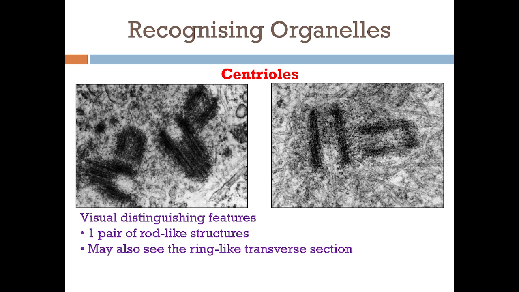Again, it depends on the angle that the photo is taken. Like the diagram on the right, both are rod-like. This is one pair of centrioles. But as long as you see a pair of structures, more or less rod-like, with no membranes, then you can be a bit more confident that this would be the centrioles.